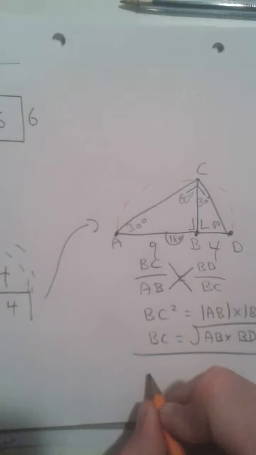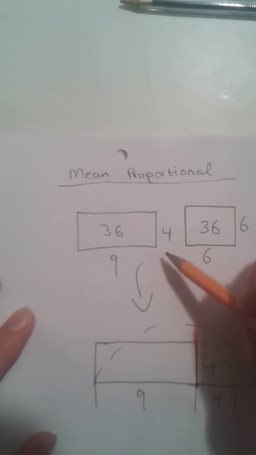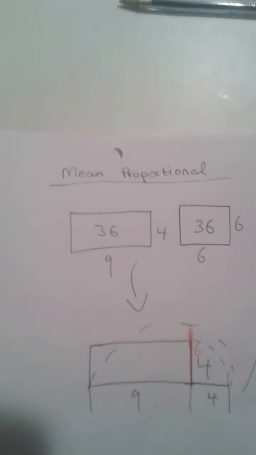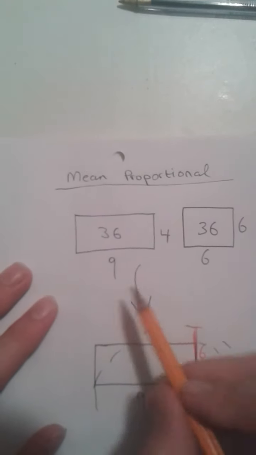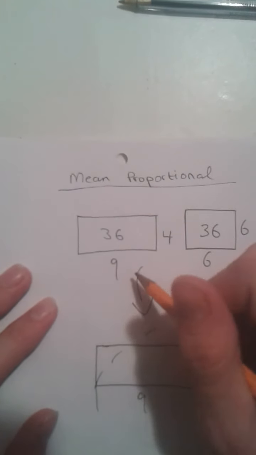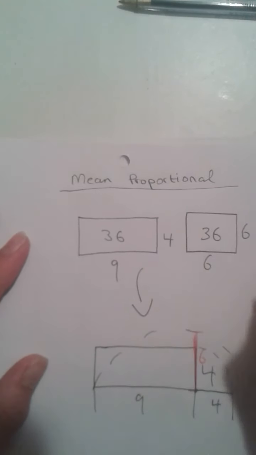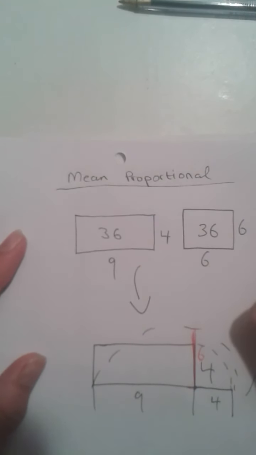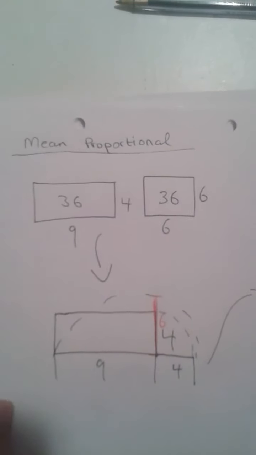And that proves that BC is the mean proportional, like we said at the start, because the mean proportional is the square root of the product of the two numbers. So, like we said, the product of the two numbers 9 and 4 is 36, and the square root of 36 is 6. And that's the mean proportional.